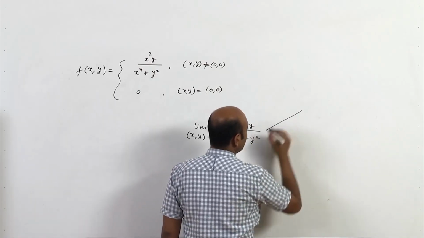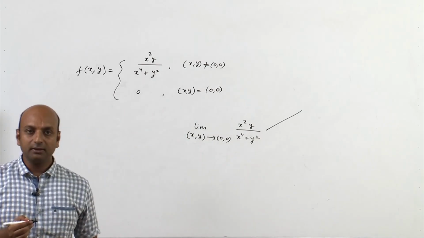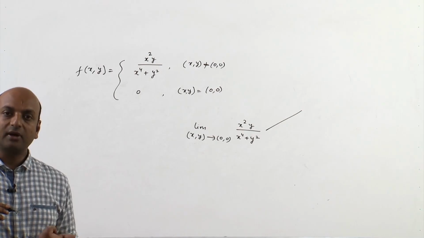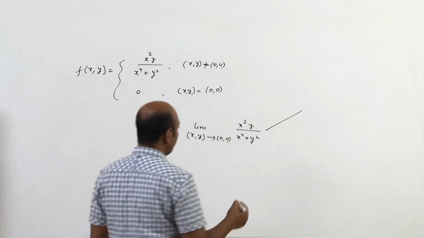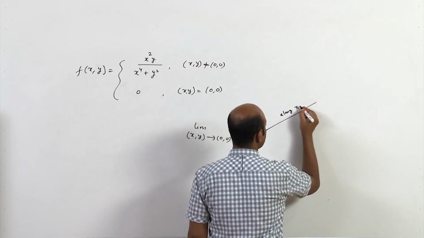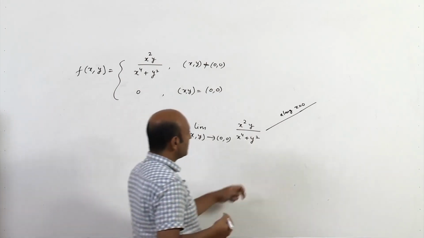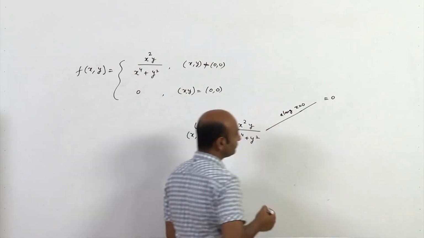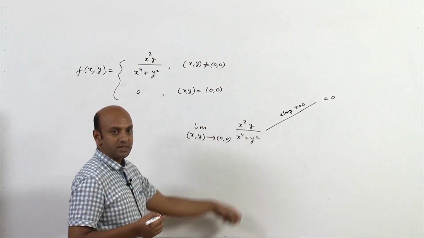Now, to prove that this limit does not exist, we have to show that it is path dependent, that is, from two different paths, if we have shown that the values of the limits are different, this means the limit does not exist. Now, let us move along, say, x equal to 0, that means along the y axis. If you move along the y axis, then you simply substitute x equal to 0 here, whose value is 0. Okay. If you put x equal to 0, the value is simply 0.